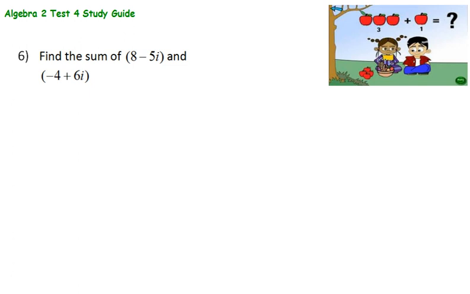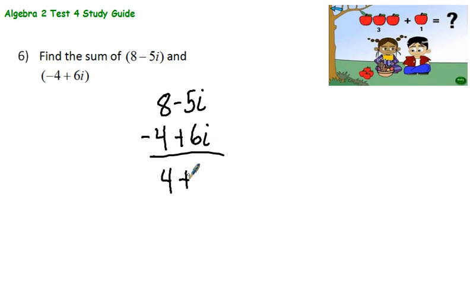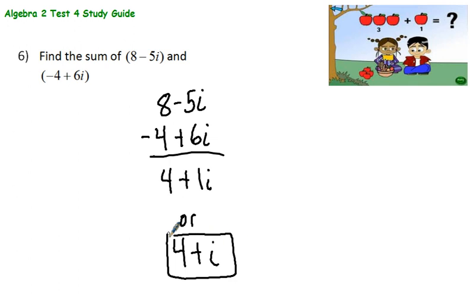So this says the sum, again, sum means to add, 8 minus 5i and negative 4 plus 6i. Let's add them up. 8 minus 4 would be 4. Negative 5 plus 6 would be, and you could write that, by the way, 1i, that's okay. Or formally how you would see it is 4 plus i. But that's okay if you put 1i, that wouldn't be wrong either.